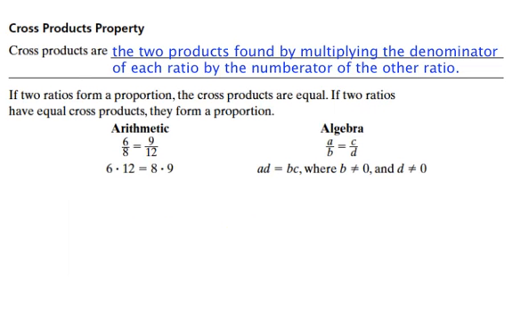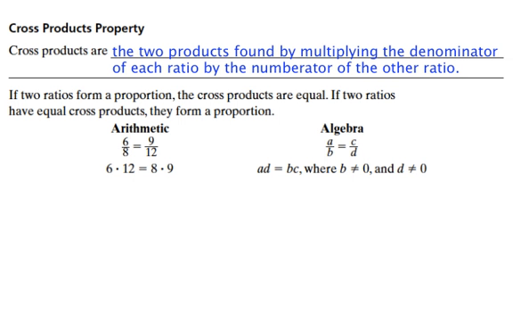Cross products are the two products found by multiplying the denominator of each ratio by the numerator of the other ratio. If two ratios form a proportion, the cross products are equal. If two ratios have equal cross products, they form a proportion.